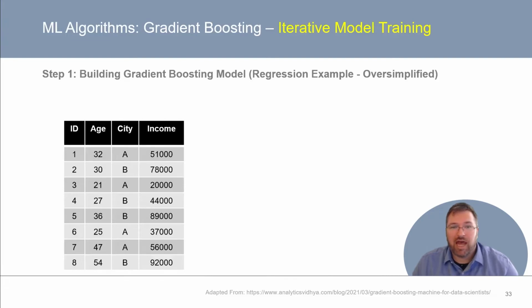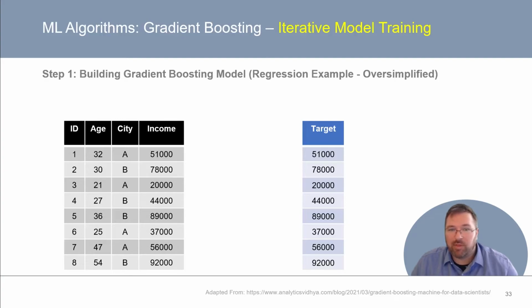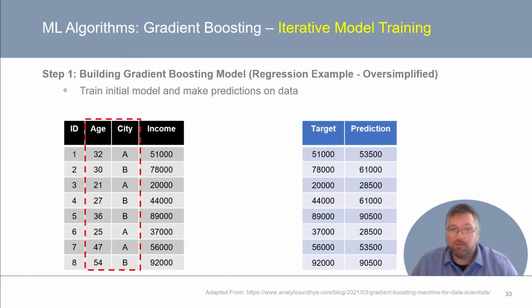In this table, we have our current example dataset, with our regression outcome, in this case income, and two predictive features, age and city, as well as an ID to indicate the unique instance rows. In training our initial weak model, our target is to predict the true outcome values in the dataset, as replicated in this blue table, so we can see these values are all the same. So the first step in building a gradient boosting model is to train an initial weak model and use it to make predictions on our target data.